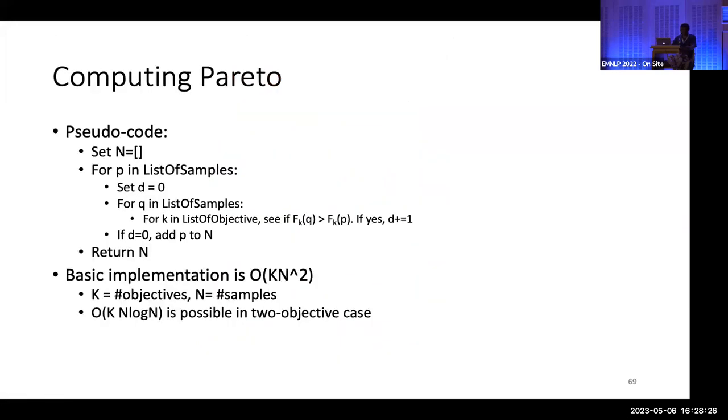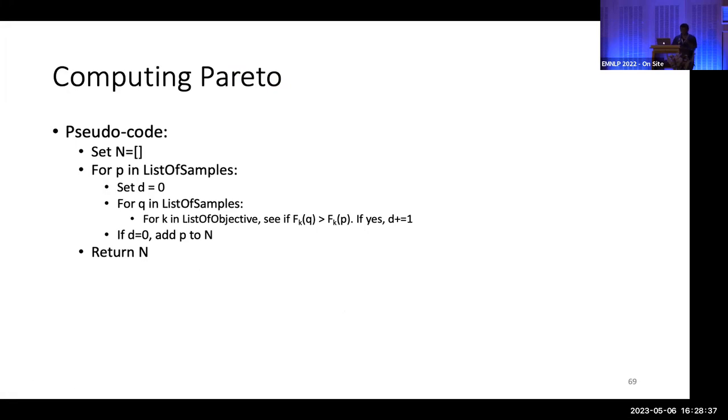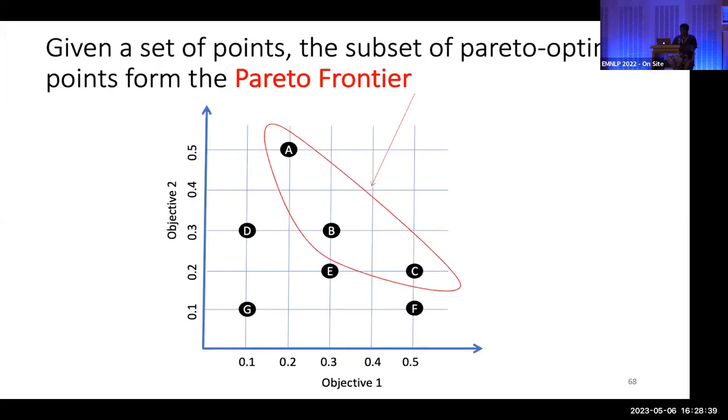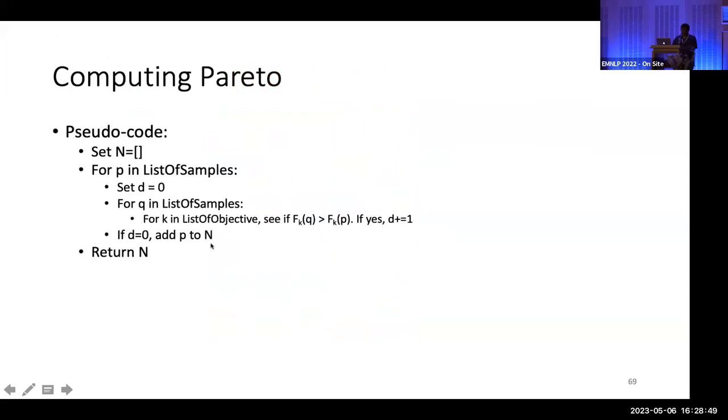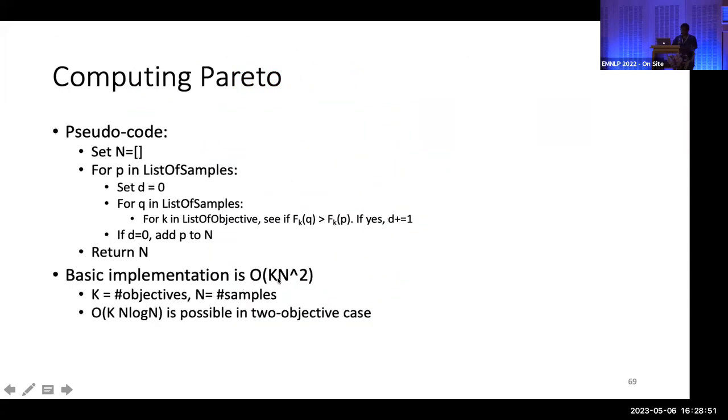I won't go through this in detail, but basically the pseudocode is very simple. If you have n samples, you can imagine this is basically an n-squared algorithm, right? To check if a point is Pareto or not, you basically have to look at every single other point, right? So that becomes n squared. And then you have to multiply it by k, for k being the number of objectives. So it's basically order of k times n squared. So it's actually not too large.